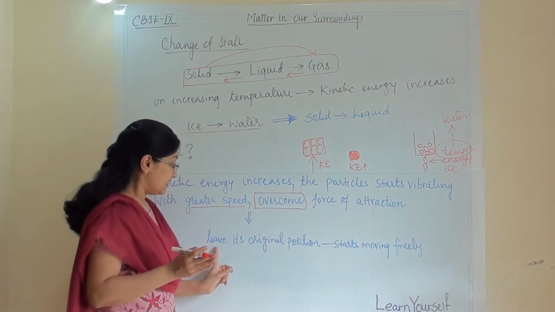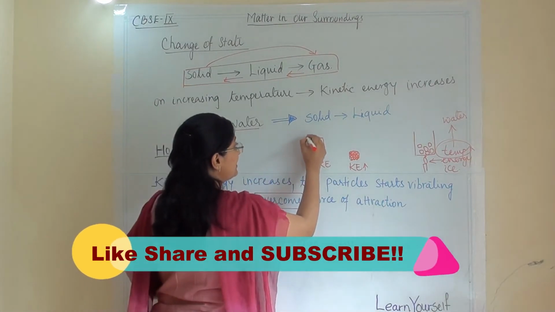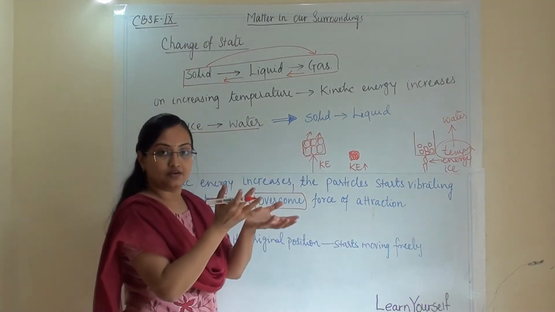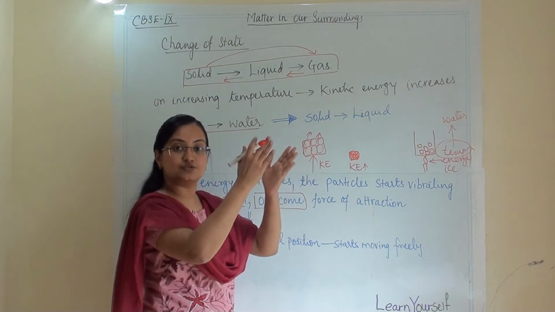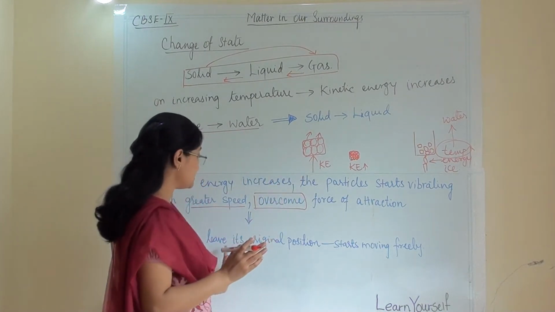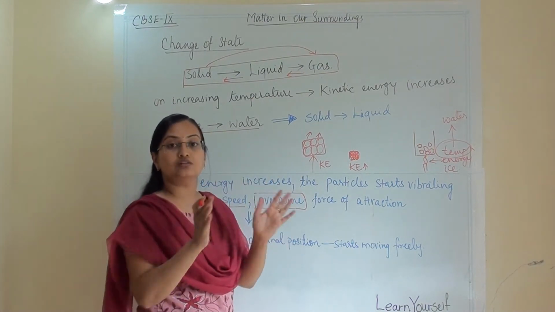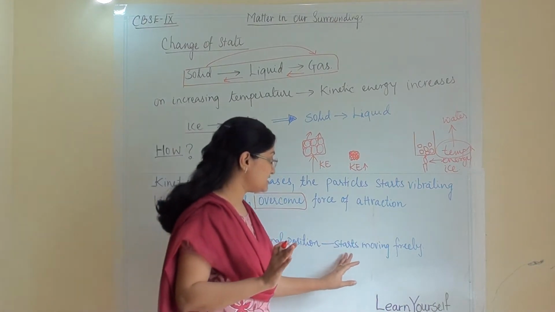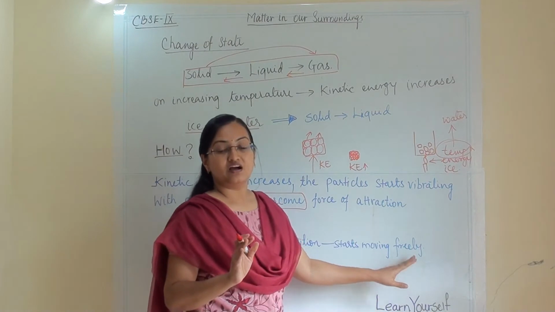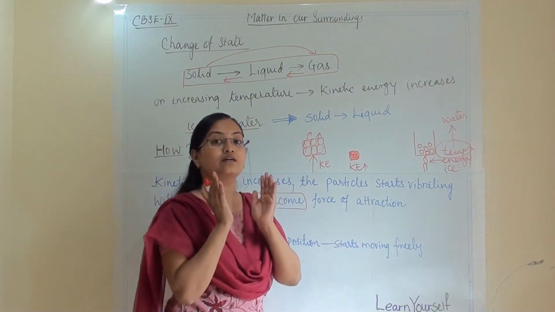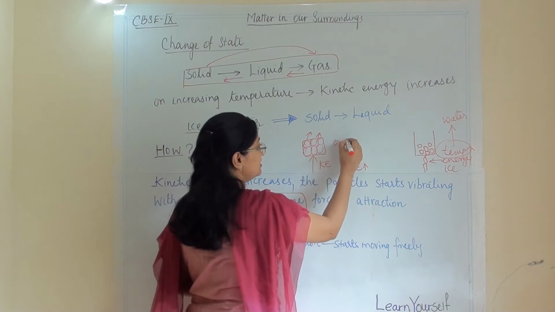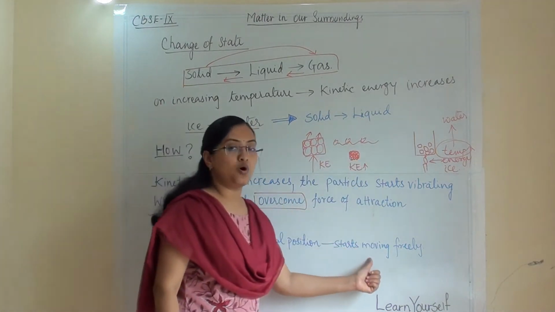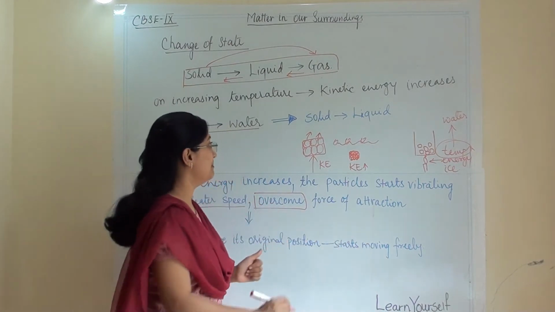And the particles will leave the surface. Slowly from all the sides of the ice cube, the particles will leave its surface, its original position. All the particles will leave its original position and start moving freely. Earlier they were in the compact closed structure. Now they will start moving freely. This point is known as the melting point.